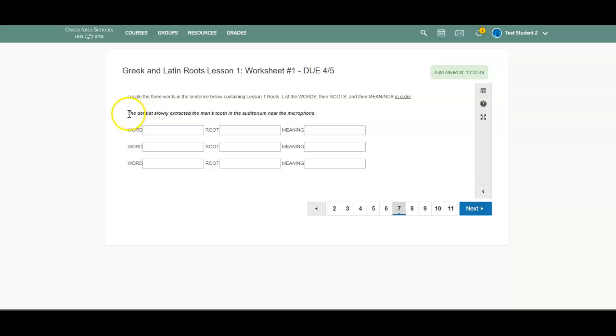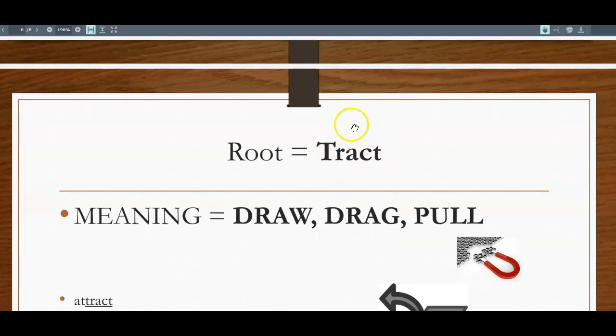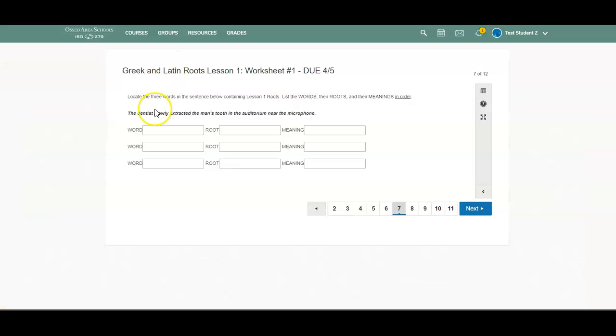The first word that I am noticing in this sentence is the word extracted, because it has the root tract in it. And that was in today's lesson. So in the first blank, I'm going to put the word. And I have to spell it correctly, otherwise it will mark it as wrong. In the second blank, I'm going to put what the root was, which was tract. That was the original Greek and Latin root.